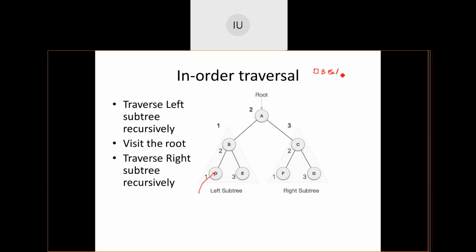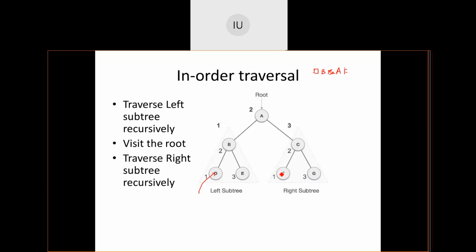Then it goes on to the right side. On the right side, C is the new root node. With reference to C, now it checks its left subtree. In the left subtree, F is there. F's left is null, so it returns back. F prints itself because, being the root node, its left is done. Right of F is null, so it returns back. Once F has done its part, it returns back to C.